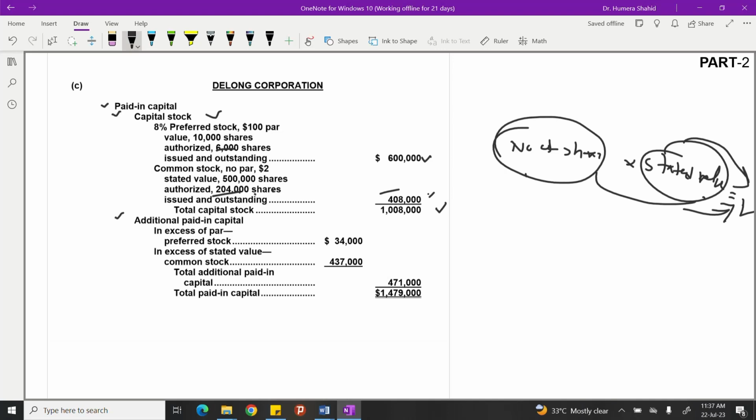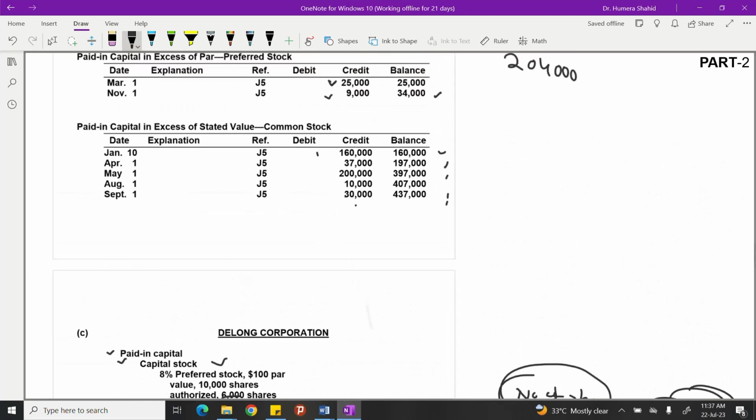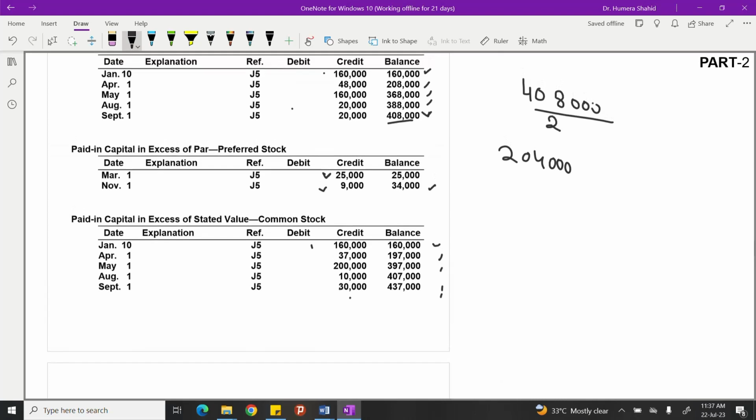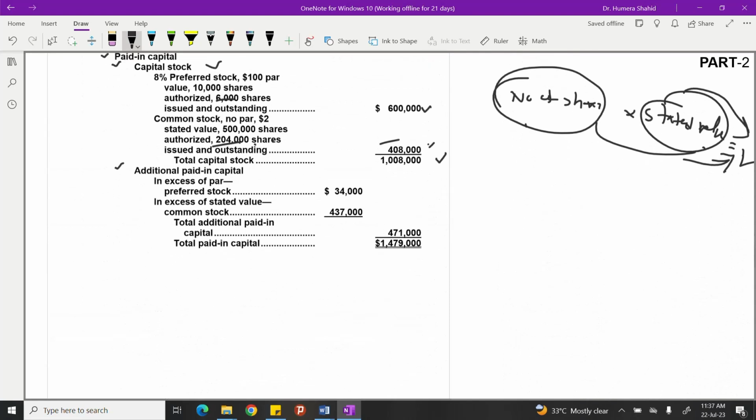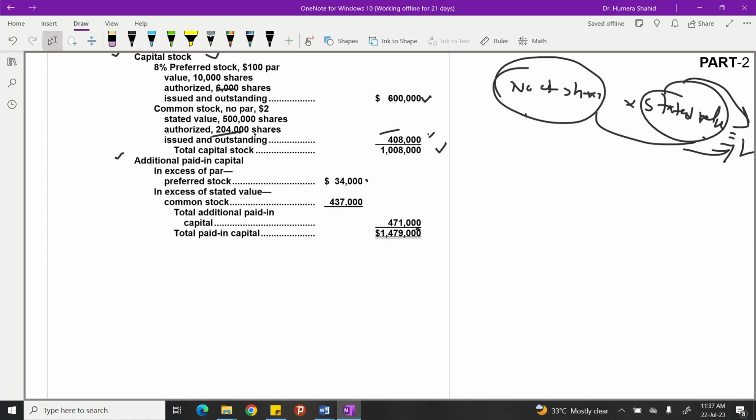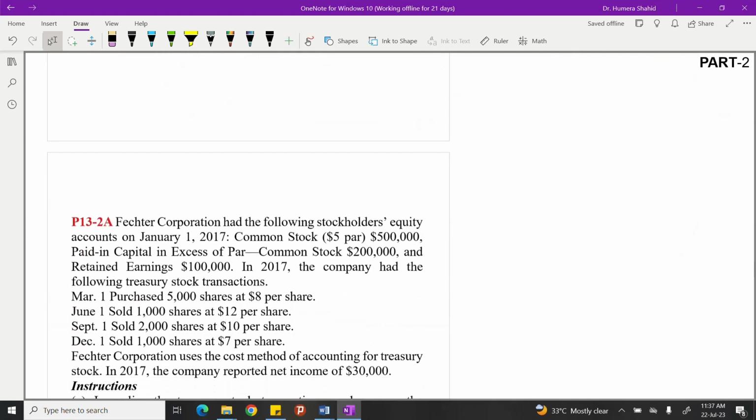Then additional paid in capital, we have preferred stock. I'm taking it from this T account. The preferred stock is 34,000 and the common stock is 457,000. I put both of them over here and make a total. So total additional paid in capital is 471,000. When I add these two, I get my total paid in capital.